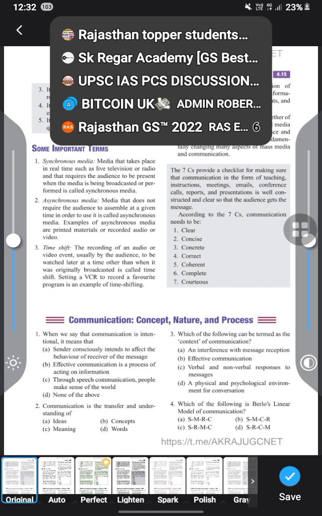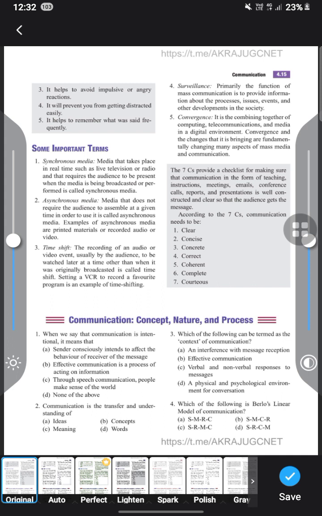Which of the following is important in communication? Meaning. Which of the following can be termed the context of the communication? The physical and psychological environment for the conversation. Physical and psychological environment is important. Which of the following is Berlo's linear model? SMCR is Berlo's.